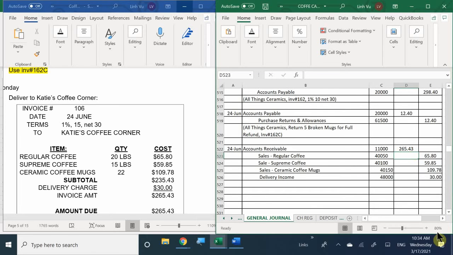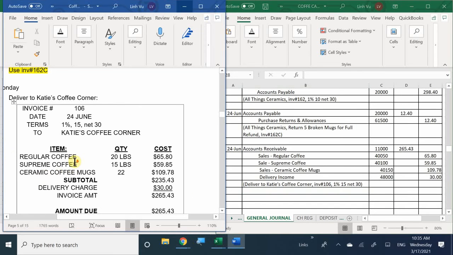All right, we have just enough information to make the note here. So who do we deliver this to? Katie's Coffee Corner. Invoice number 106. Terms that we gave her: 1% 15, net 30. Good.